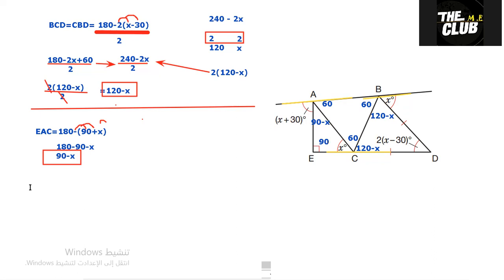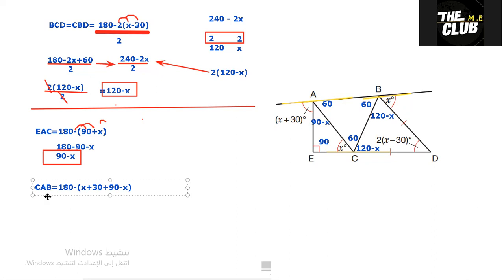So the first angle, we say CAB equals what? Equals 180 minus this plus this. So I'm going to put them in brackets. We say minus open bracket x plus 30 plus 90 minus x, and then close bracket. That means we add these together and subtract them from 180 to get this angle.